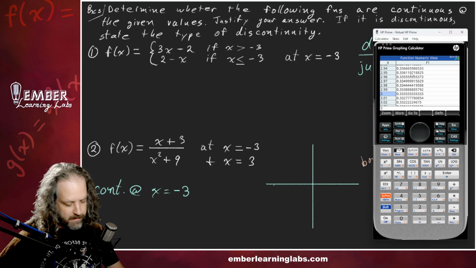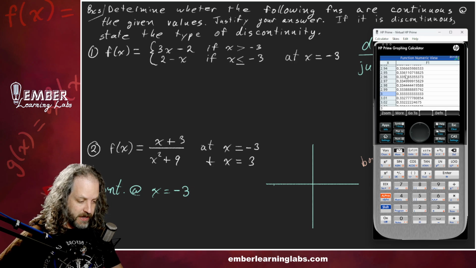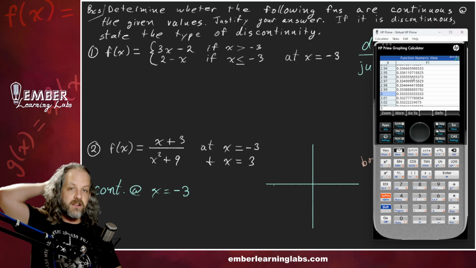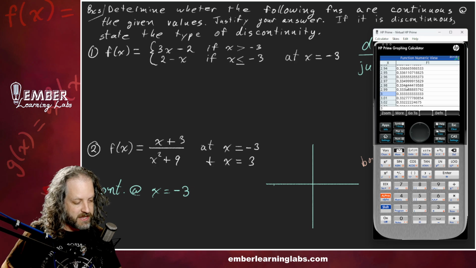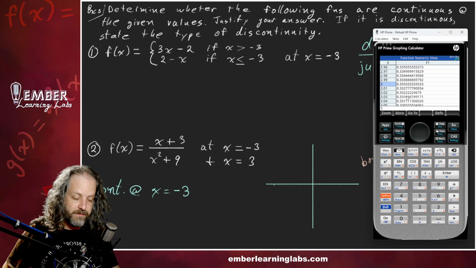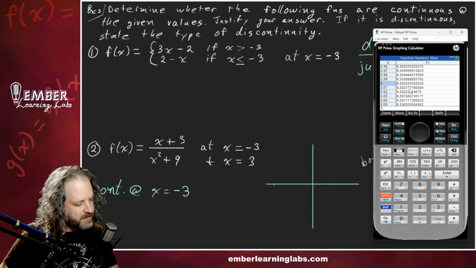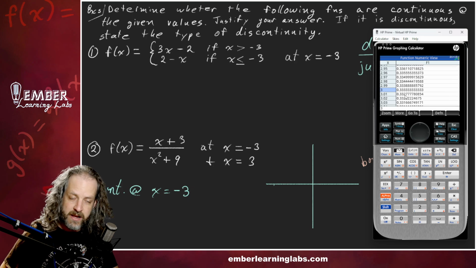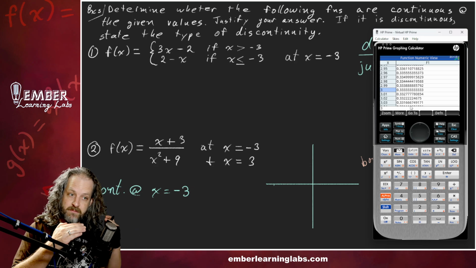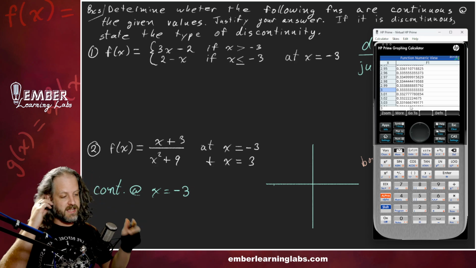So it's approaching. It's getting closer and closer. These numbers are getting closer and closer and closer to 0.33 from the left. From the right, these numbers, as they get closer and closer, they're getting closer and closer to 0.33. So it's approaching the same number from both sides.